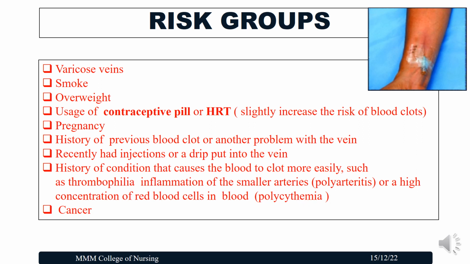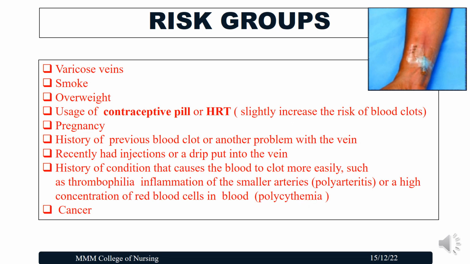Risk groups. Who are at risk of developing phlebitis? Patients who have varicose veins, a history of smoking, overweight, or usage of contraceptive pills or hormone replacement therapy. This slightly increases the risk of developing blood clots in the blood vessels. These blood clots can cause inflammation of the vein and lead to phlebitis.